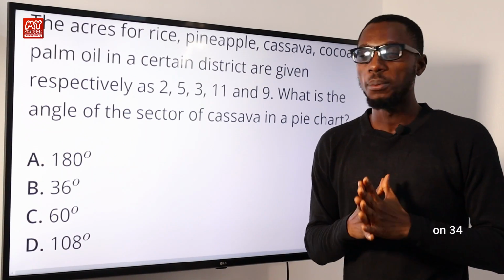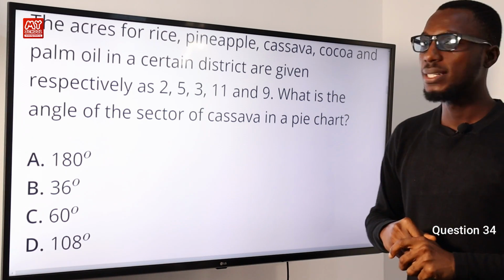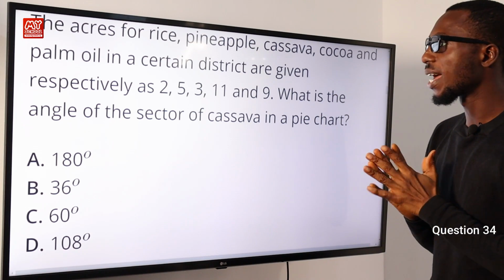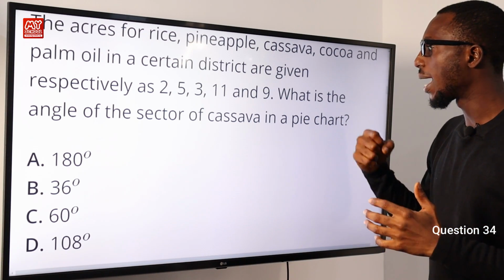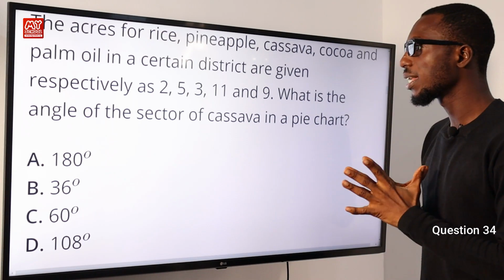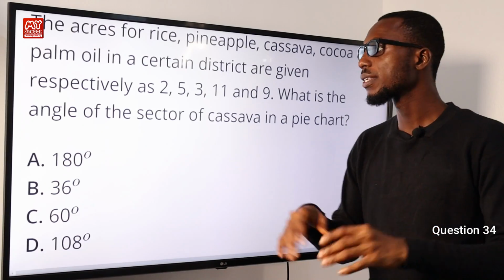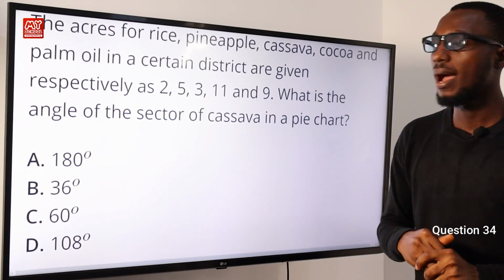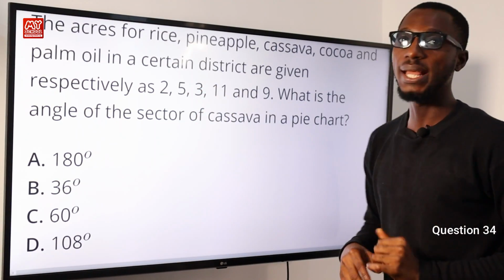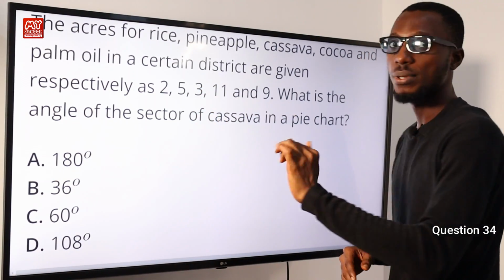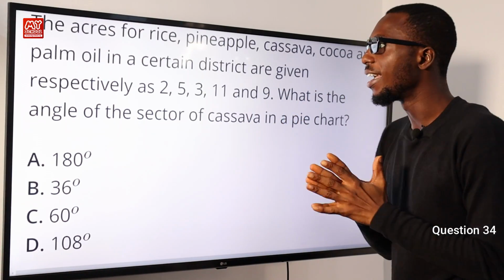Question 34. The acres for rice, pineapple, cassava, cocoa, and palm oil in a certain district are given respectively as 2, 5, 3, 11, and 9. What is the angle of the sector of cassava in a pie chart? At first, let's sum up the total acres that we have. 2 plus 5 is 7, 7 plus 3 makes 10, 10 plus 11 is 21, plus 9 makes 30. So we have 30 acres in all.